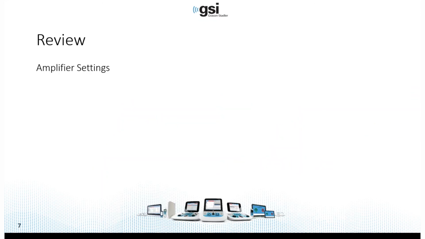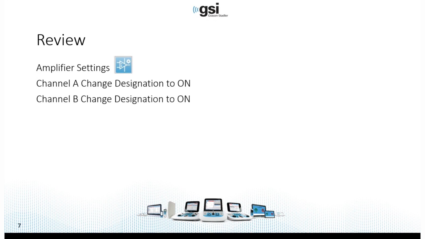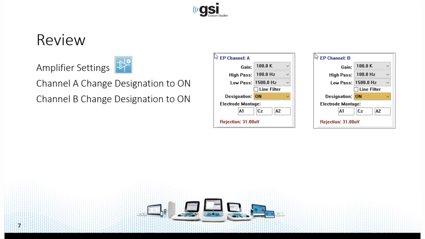So let's review. You're going to go to Amplifier Settings and set the designation to On for both channels for a 2-channel recording. You can save this setting and then name the protocol 2-channel.